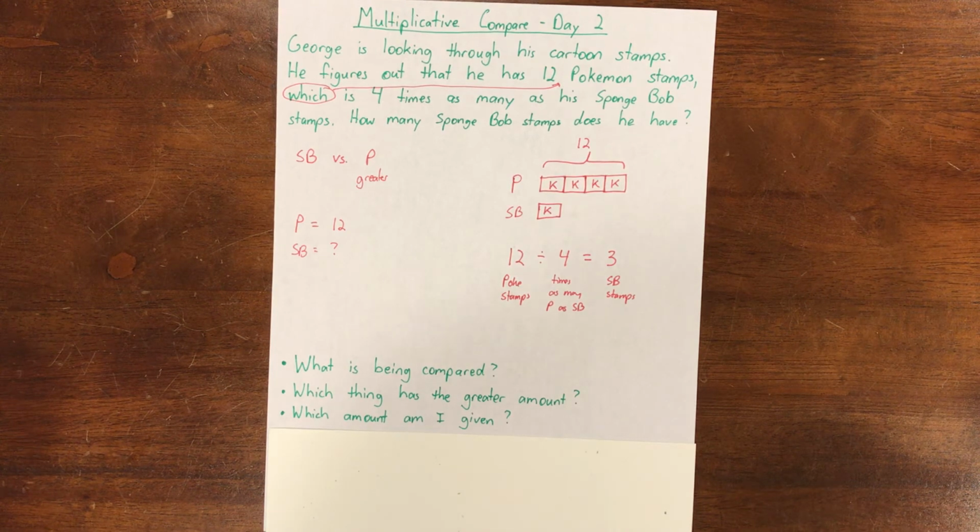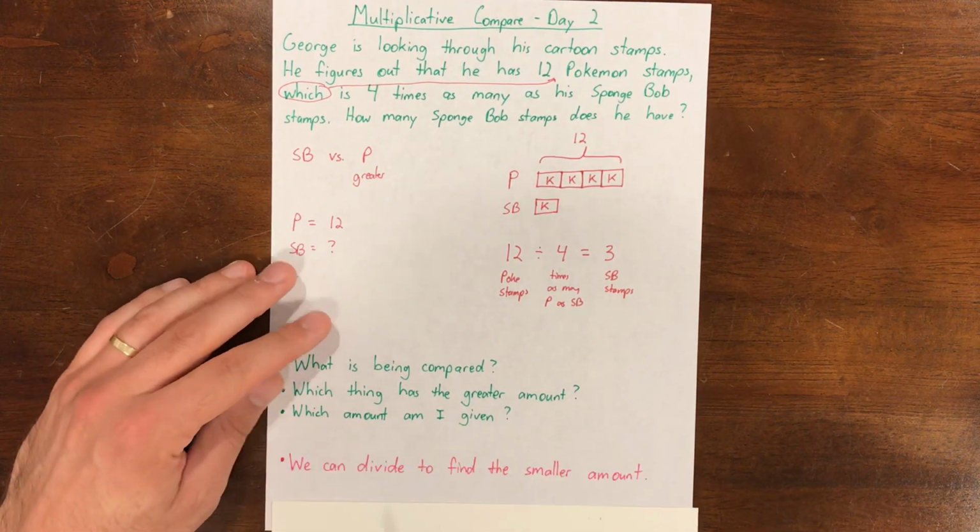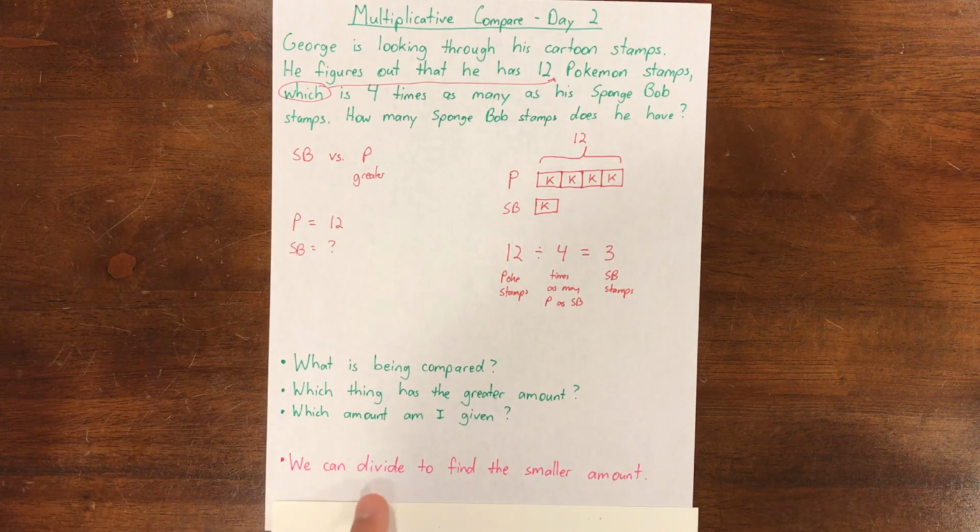Right. Sometimes to solve a multiplicative compare problem, we're looking for the larger amount and we'll need to multiply. But sometimes we're looking for the smaller amount and we'll need to divide. Read this key point with me from the visual anchor. Go. We can divide to find the smaller amount. Go ahead and click the arrow to move to the next slide.